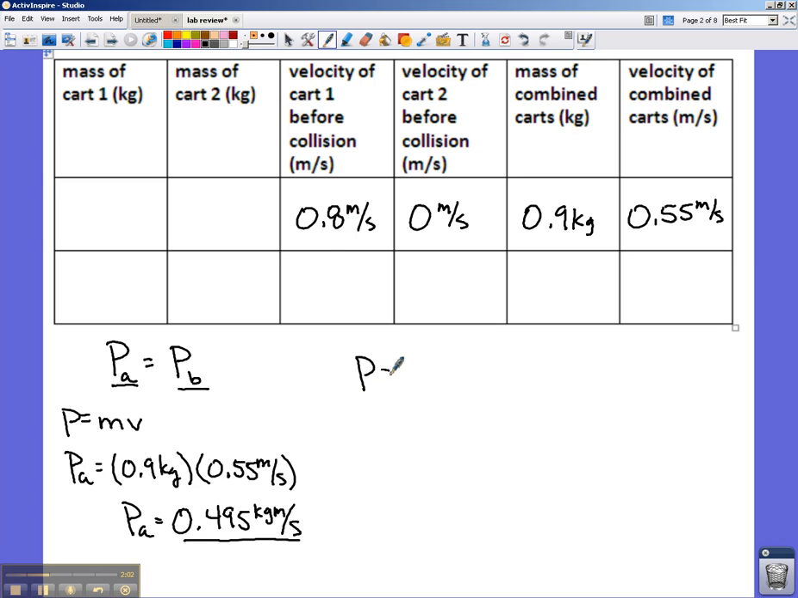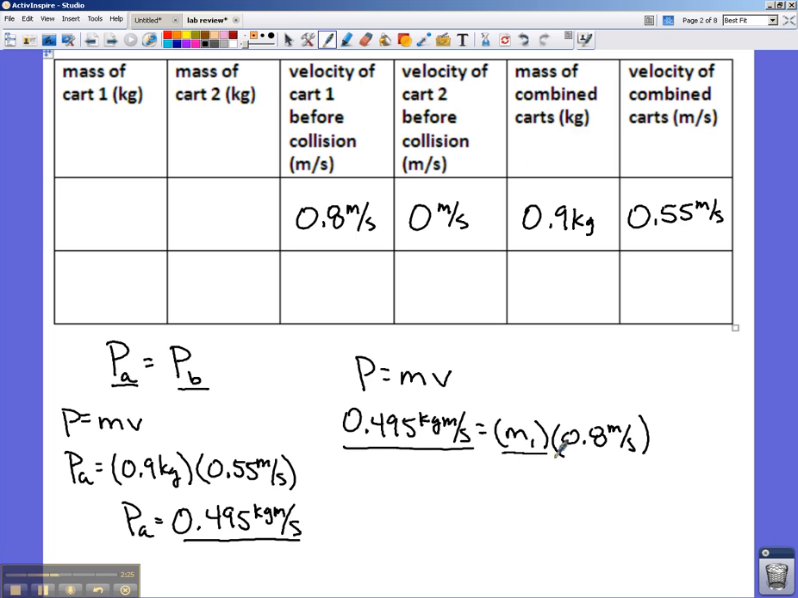So again, the formula is P equals mv. If I know the momentum was 0.495 kilogram meters per second, and I don't know the mass of cart 1, but I do know its velocity is 0.8 meters per second, I can find the mass with one algebraic operation, dividing both sides by 0.8. Again, doing this to isolate the variable m1.